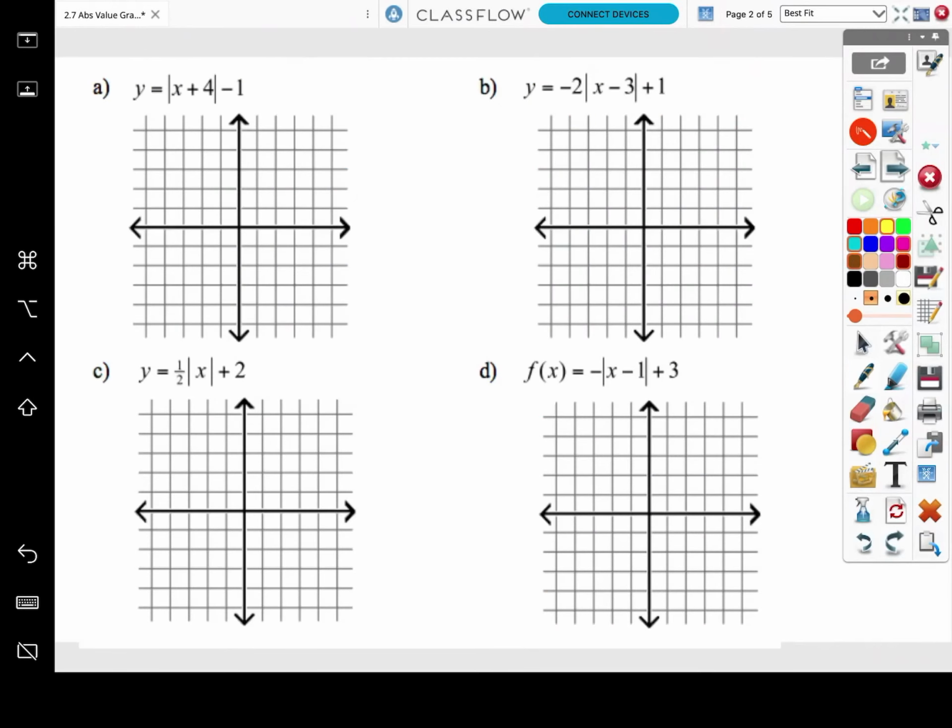Okay, let's look at some more, see if we can graph them fairly quickly. What I would like you to do is list the vertex and slope of right-hand side.